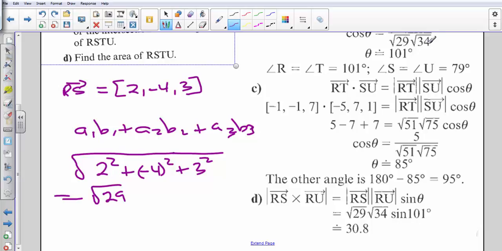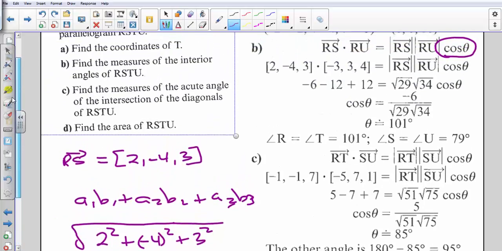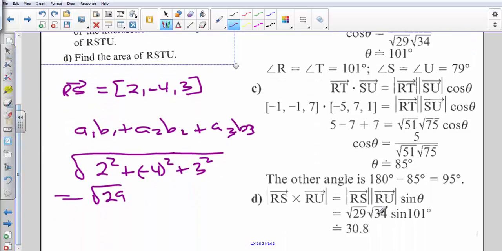The same vector as this one as well. And then times sine of the angle that we found in part B. Yes, part B. And that becomes the cross product of those values, which again is equivalent to the size of the area of the parallelogram. So I apologize, that was a little quick.